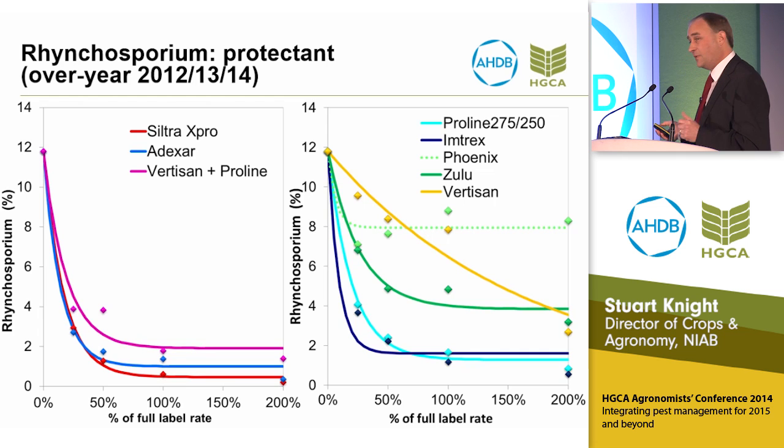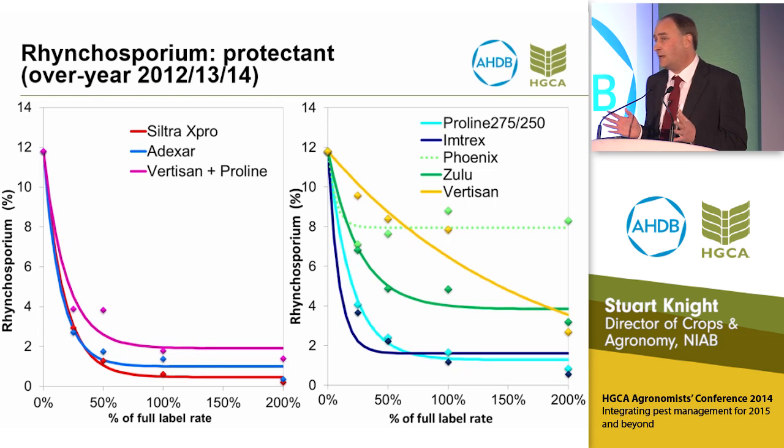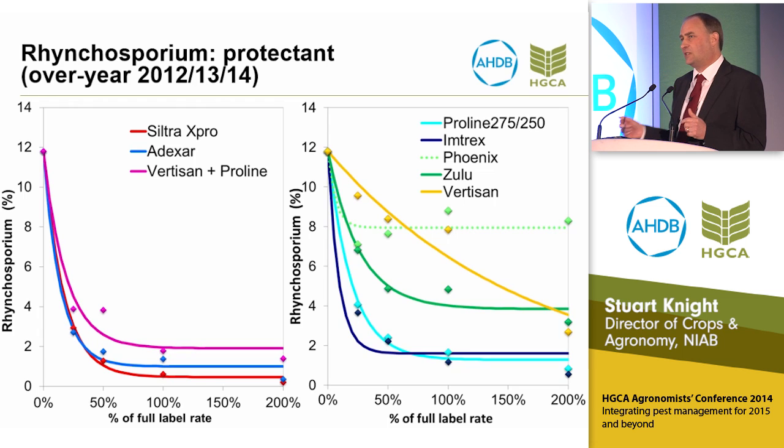And some of the trials over that time, 1 or 2 of the trials, did have straight Vertizan in there. I think if you look at the performance of the straight Vertizan, it perhaps helps to explain why the Vertizan Proline mix compares less well than perhaps the Siltrex Pro or the Adexar. Clearly, it's not as strong as, for example, the Imtrex, or indeed even as the Zulu, based on that kind of limited inclusion.